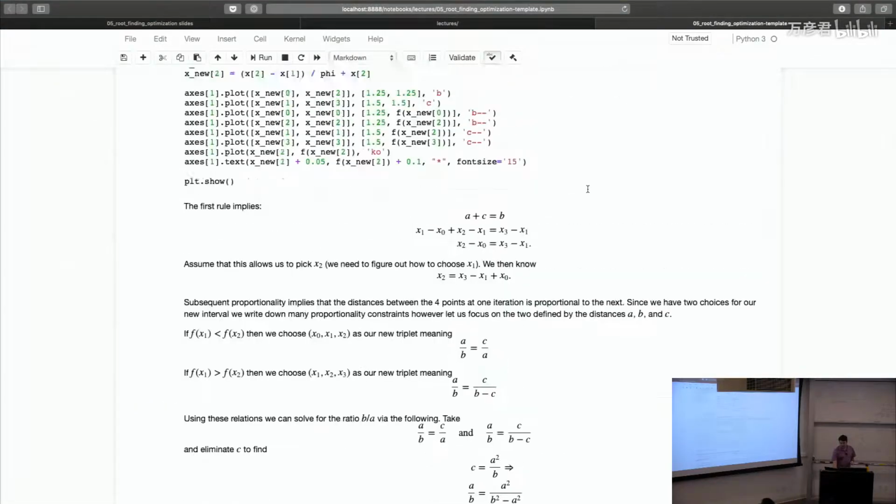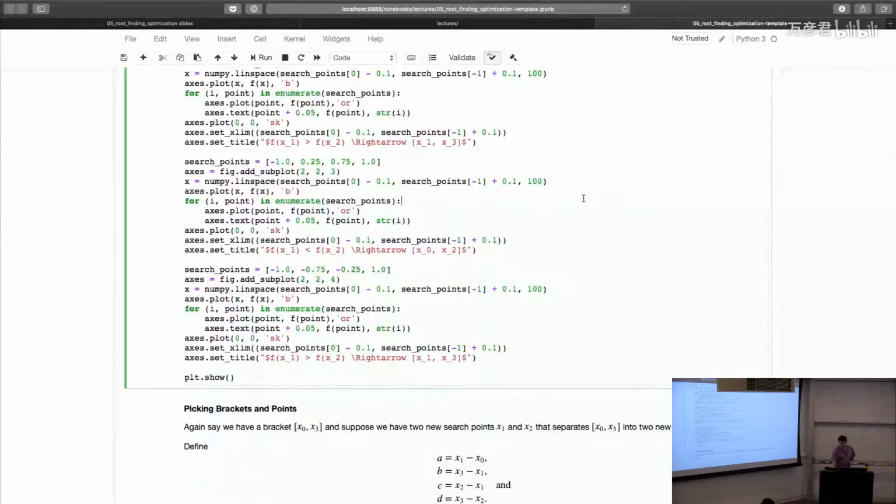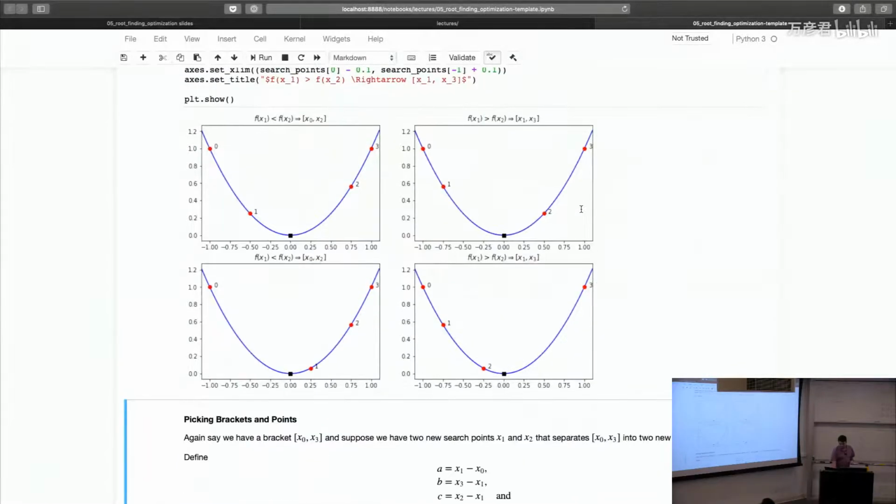conditions we can use. Have these sets of conditions. So we have 4 points here. We're going to have to come up with three points and then 4 points. And we can see, given these 4 points, where the minima is in relation to them.